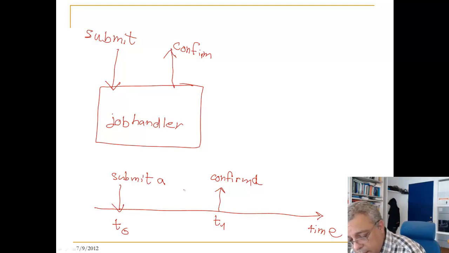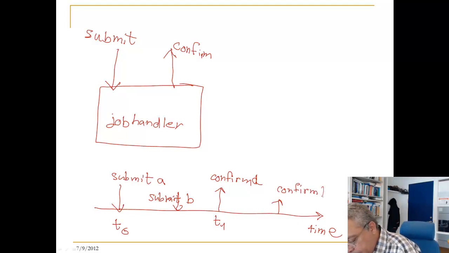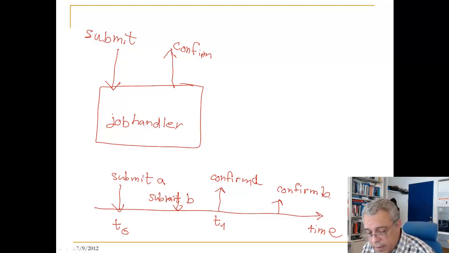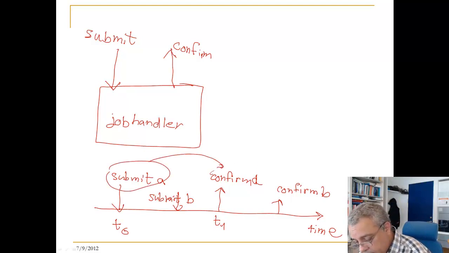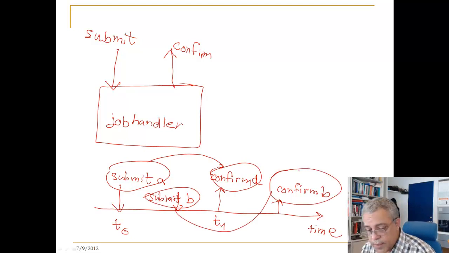We could have multiple submits like this. Submit B with confirm B. This is also legal. Every submitted job will be confirmed. So this will be confirmed here, and this will be confirmed here. So for the system to work properly, this property has to hold.